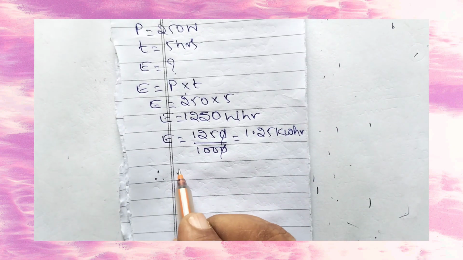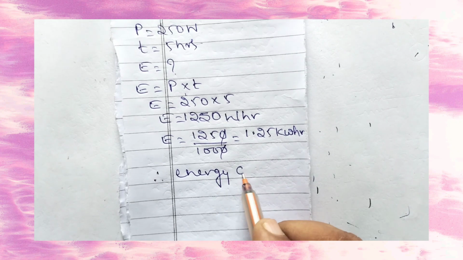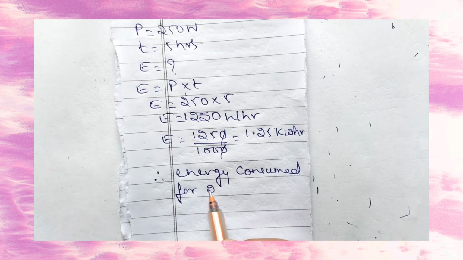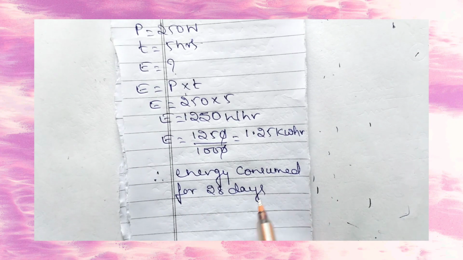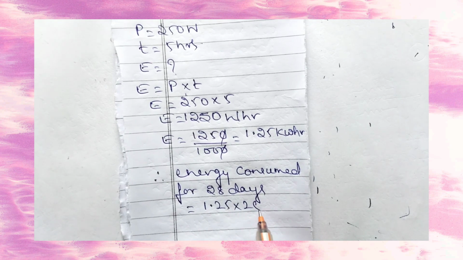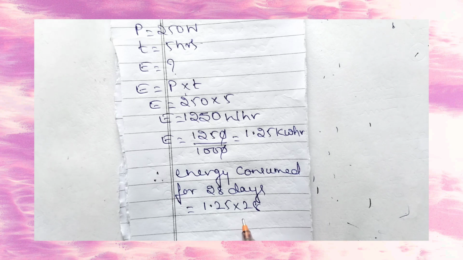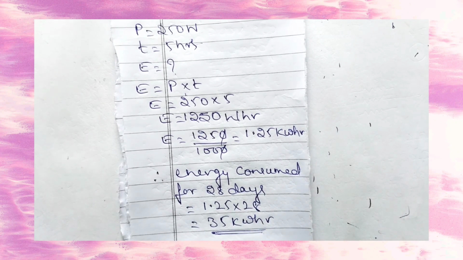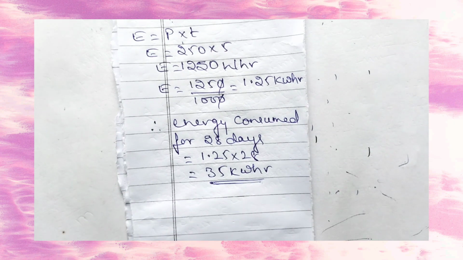Therefore, energy consumed in how many days? If we take energy consumed for February, we have to take 28 days. So how much will it become? So 1.25 into 28, which will be equal to 35 kilowatt hour. So 35 kilowatt hour is the energy consumed by bulb 1. There is only one bulb, and the energy consumed is 35 kilowatt hour.